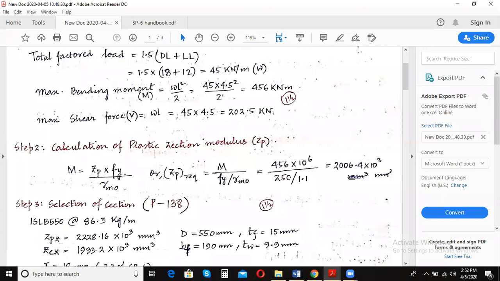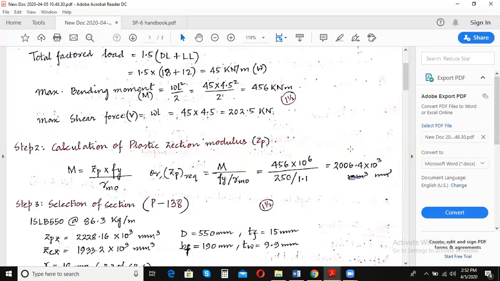So this was my original formula with beta B taken as 1, and the Zp that is required is maximum bending moment divided by Fy by gamma M0. So we know all the values. Maximum bending moment, we have calculated it here. It is 456 kilonewton meter. Fy is 250, divided by 1.1, it is coming out to be 2006.4 into 10 to the power 3 millimeter cube.